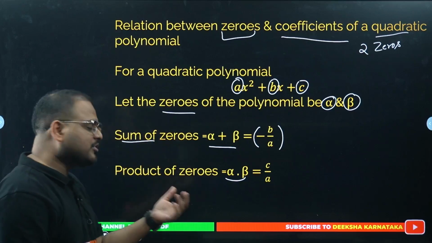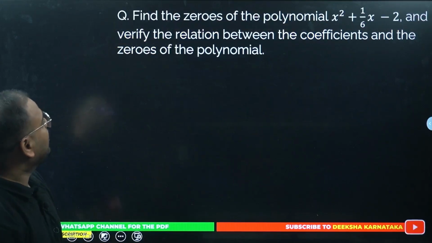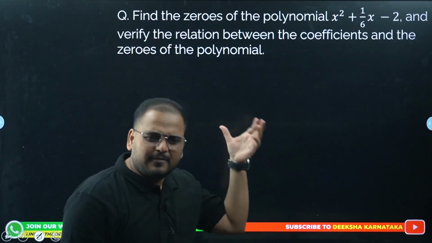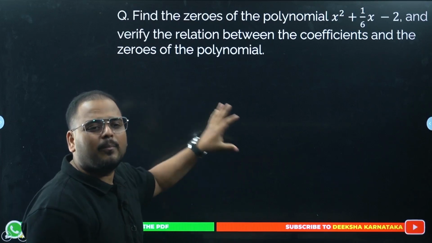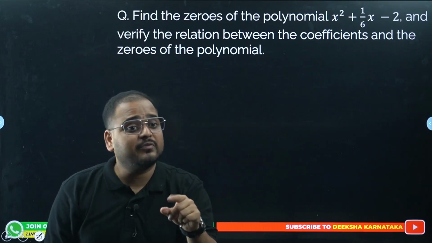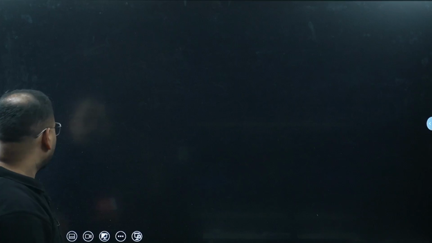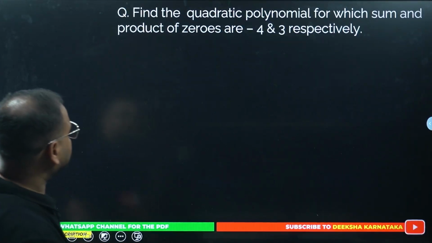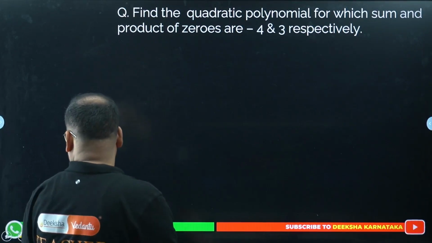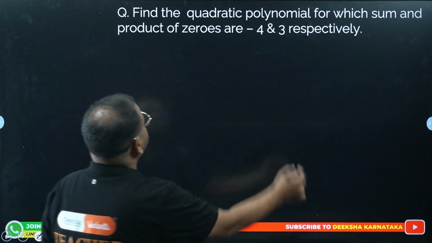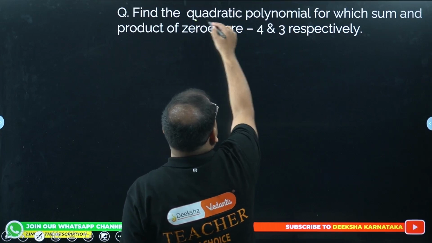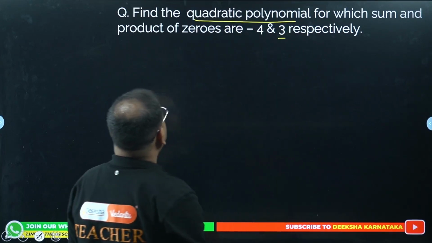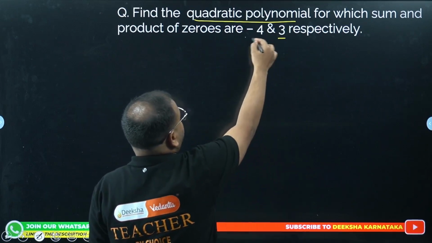Let's move on to the next questions on these concepts. Okay, we'll come back to this question. This is a little bit easy question only, but it has more concepts involved in it. So we'll solve a question which is directly on that concept, sum and product. Yes, so they're asking you what? Find the quadratic polynomial when product is 3 and sum is -4.